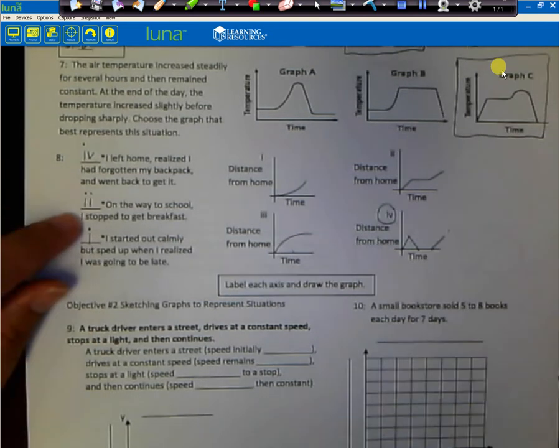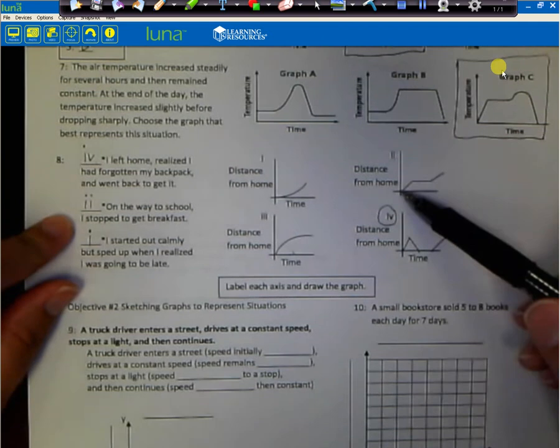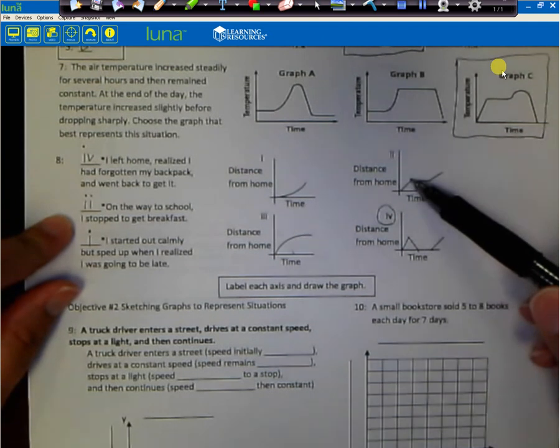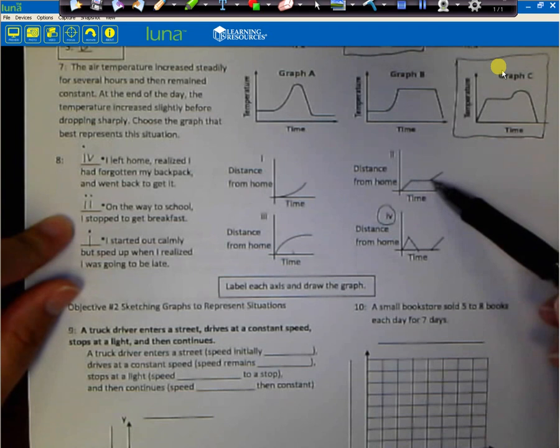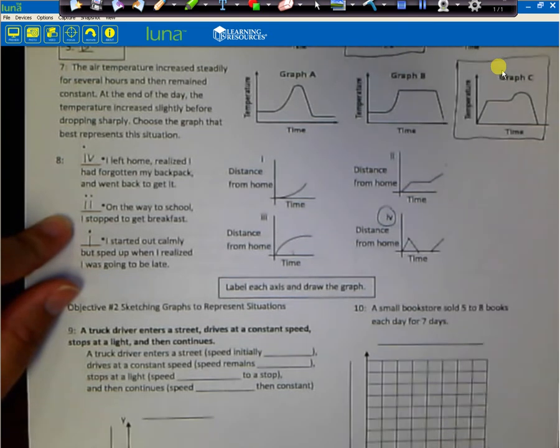On the second one, on the way to school, I stopped to get breakfast. That one's number 2 because their distance from home increased. When they stopped to get breakfast, their distance from home stayed the same because they weren't going any farther from home. And then after breakfast, their distance from home got even further whenever they started back to school.